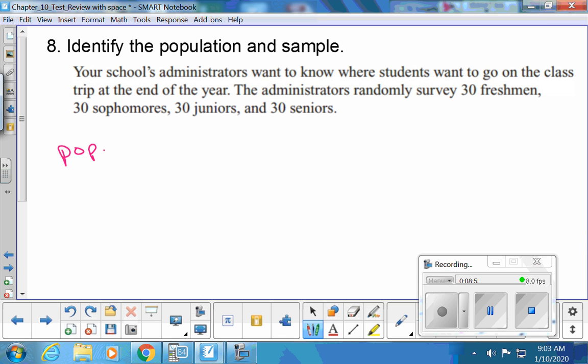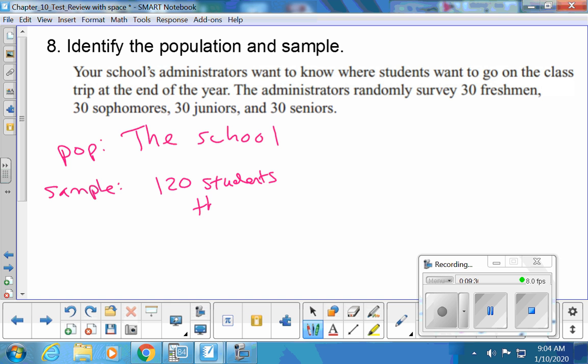All right, we're identifying the population. Hey, we're talking on the video. We're identifying the population, which is the whole entire area we're trying to get information about. And then we're identifying the sample, which is just the small amount that we're going to survey. So your school's administrators want to know where students go on class trips at the end of the year. So what's our population? The school. I agree, the whole school. They randomly survey 30 freshmen, 30 sophomores, 30 juniors, and 30 seniors. So what is your sample? 120 students that they picked.